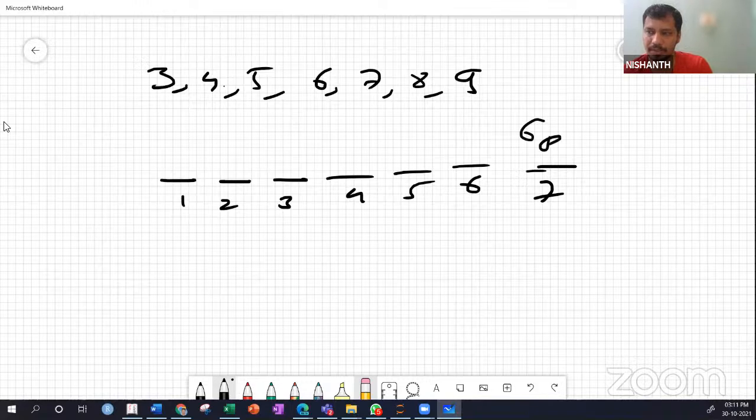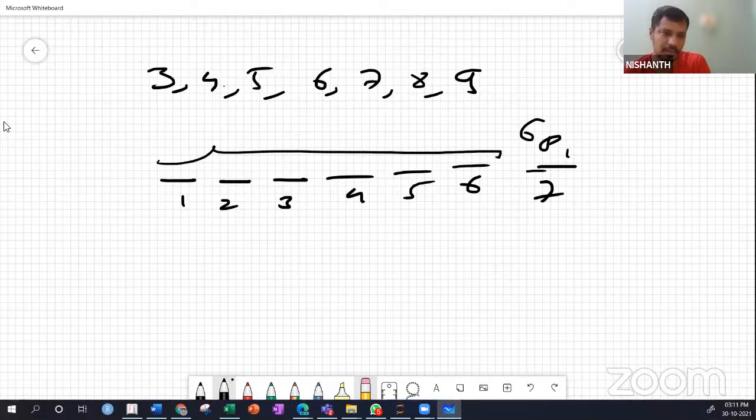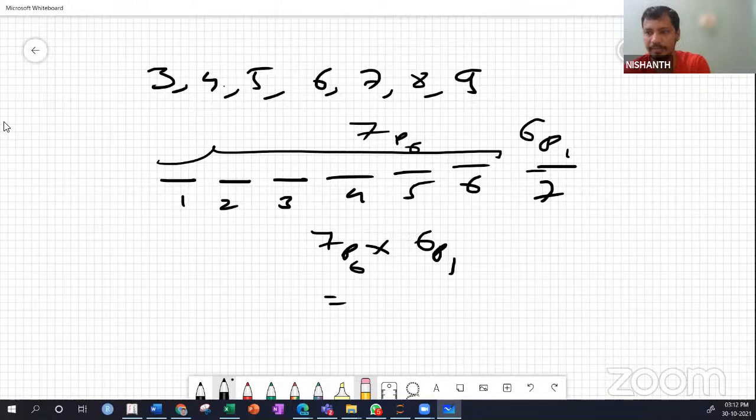6P1 or C1. Okay, out of these numbers, 1 has come here. How many more numbers can come in any of these places? There is no 0 here, so it's still simpler. So 7 numbers can come here, right? 7P6, correct? So 7P6 into 6P1. What is the answer?